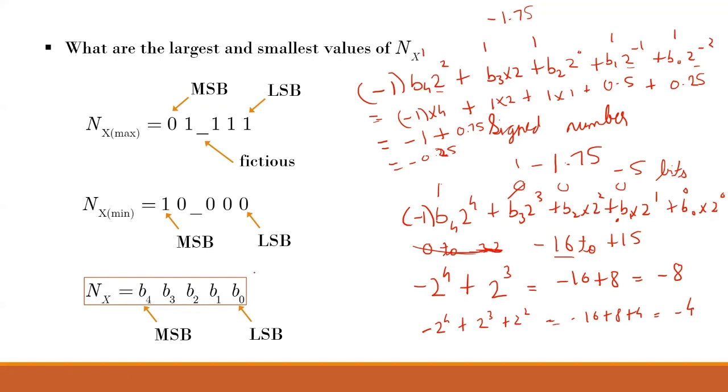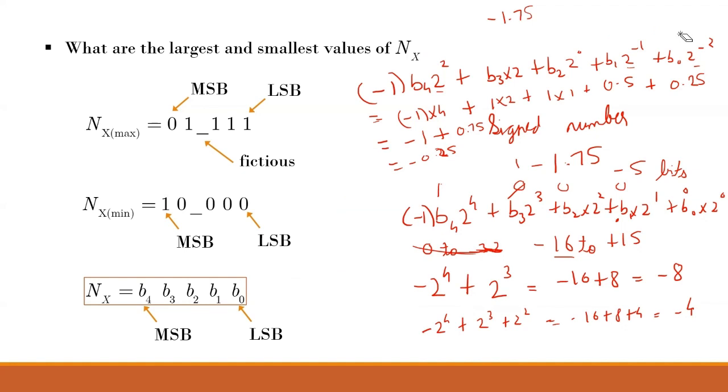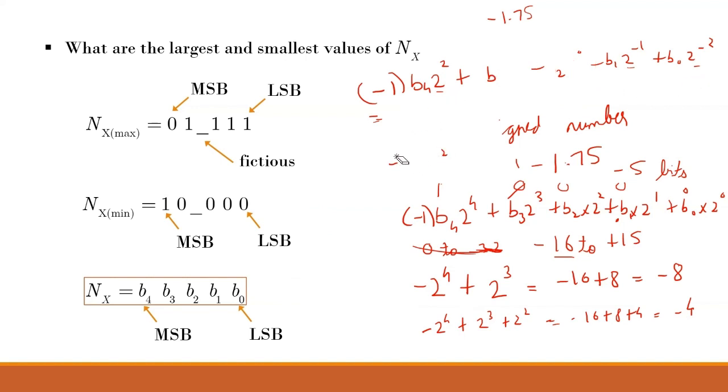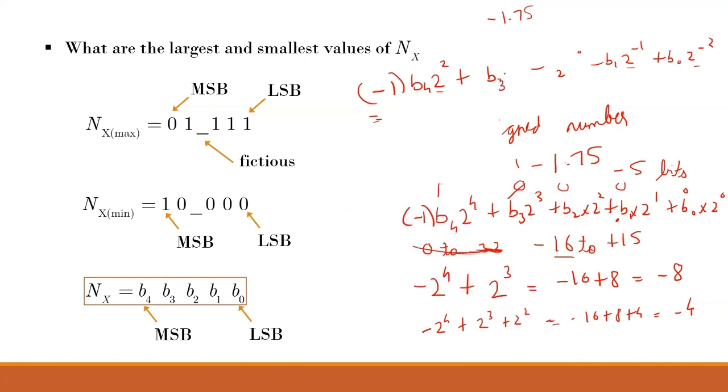Actually, I chose the wrong values, so let me just remove that. The value 111 is wrong actually. Some other value, minus 1.75. Sir, I guess the before bit is dedicated for sign. Then there won't be 2 square, right? The 2 square has to be there.